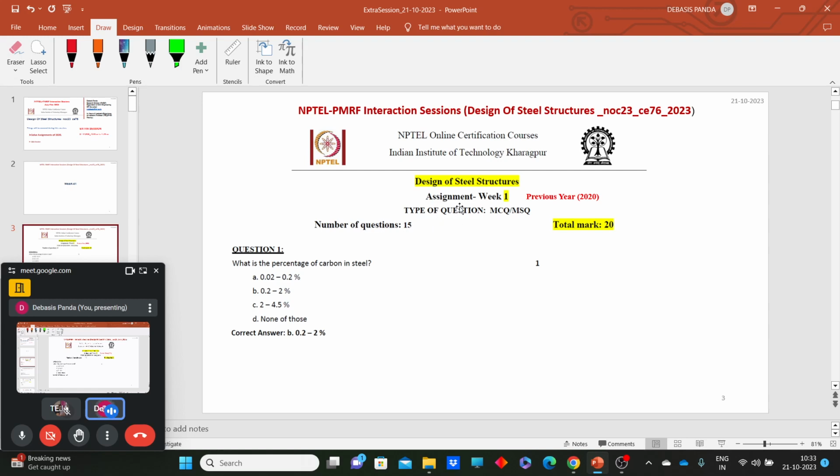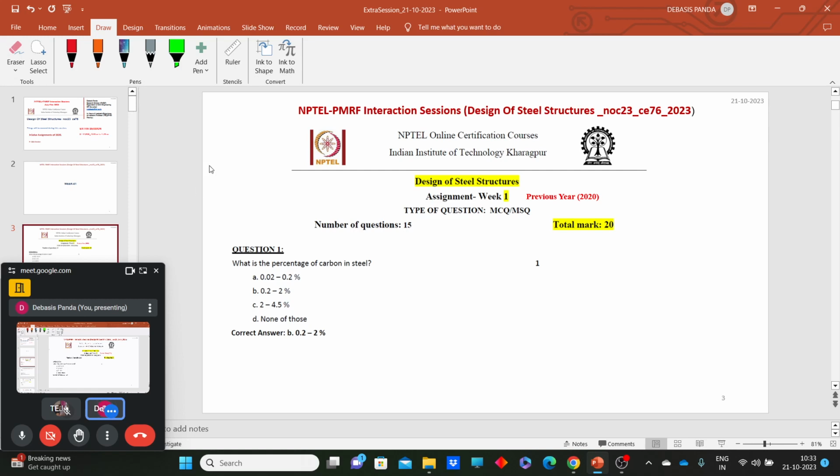If you solve the 2022 and 2020 assignments, the question pattern of the final exam will be similar to those assignments. Only there will be some change in values and all these things. So let's quickly solve some of the questions of 2022. Then I'll take up the questions. Teja, if you have any kind of questions, you can write them down in the chat box.